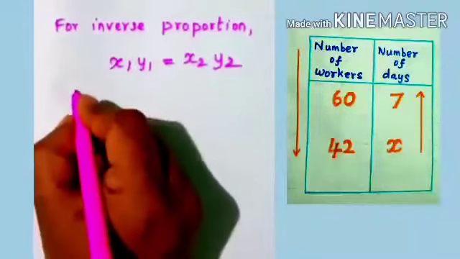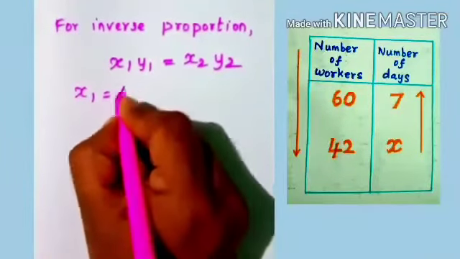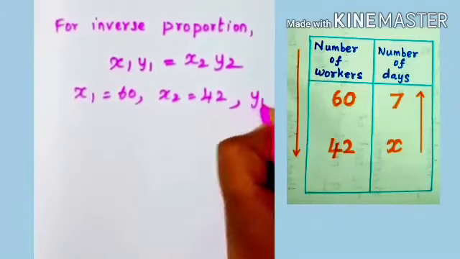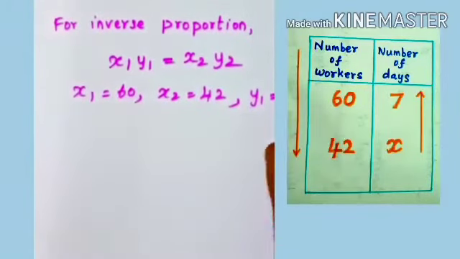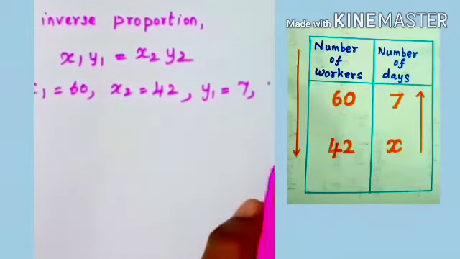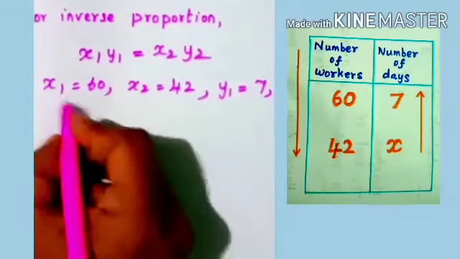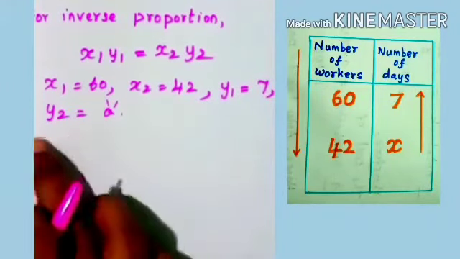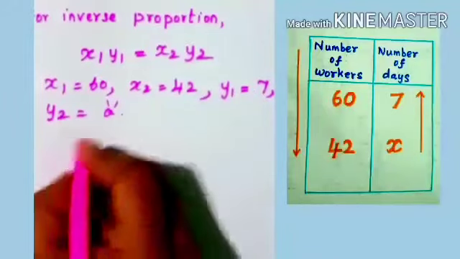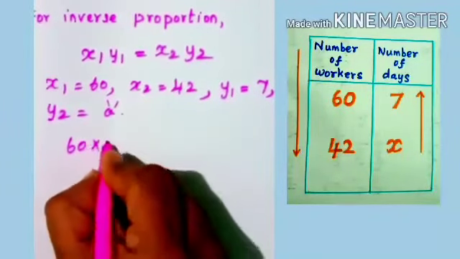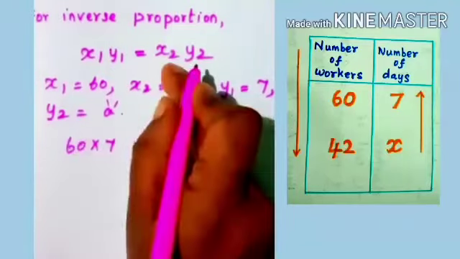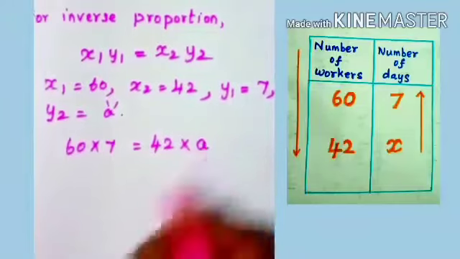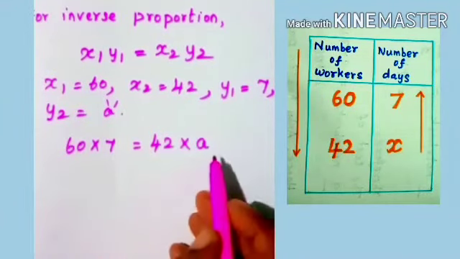We know that x1 is equal to 60, x2 is equal to 42, y1 is equal to 7 and y2 is equal to a. Now substituting all the values in this condition, we get 60 into 7 is equal to 42 into a. So now we have to find the value of a.